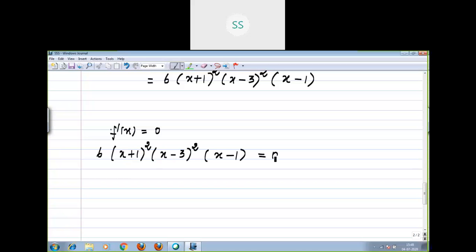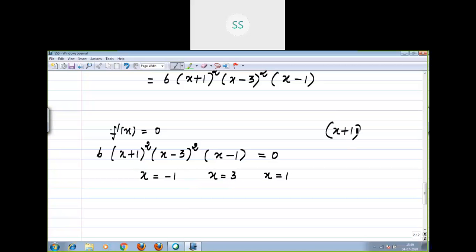to 0. Here you know very well 6 is not equal to 0. (X plus 1) the whole square equal to 0, that is nothing but x is equal to minus 1. (X minus 3) the whole square, that is nothing but x is equal to 3. X minus 1 equal to 0, that is nothing but x is equal to 1. I will show the thing on the right side.